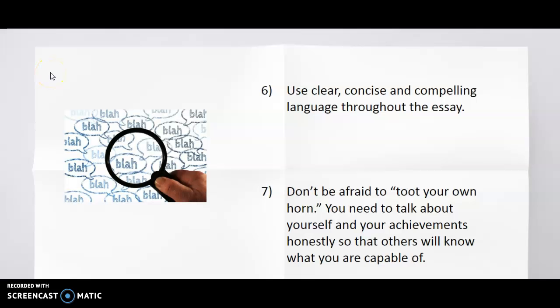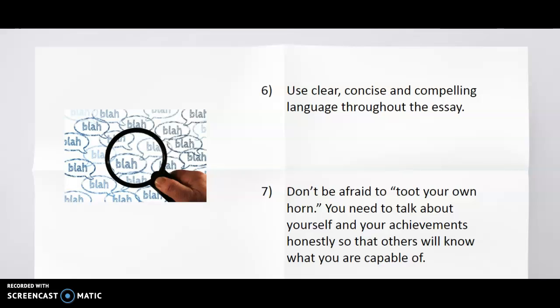Okay, number 6, use clear, concise, and compelling language throughout the essay. So notice the picture says blah, blah, blah. As an English teacher, we talk about blah or boring words. Those are words that are often overused and don't tell the reader something interesting. So interesting happens to be one of those words. Interesting doesn't tell me anything. It just tells me something's interesting, but it doesn't tell me why or how.